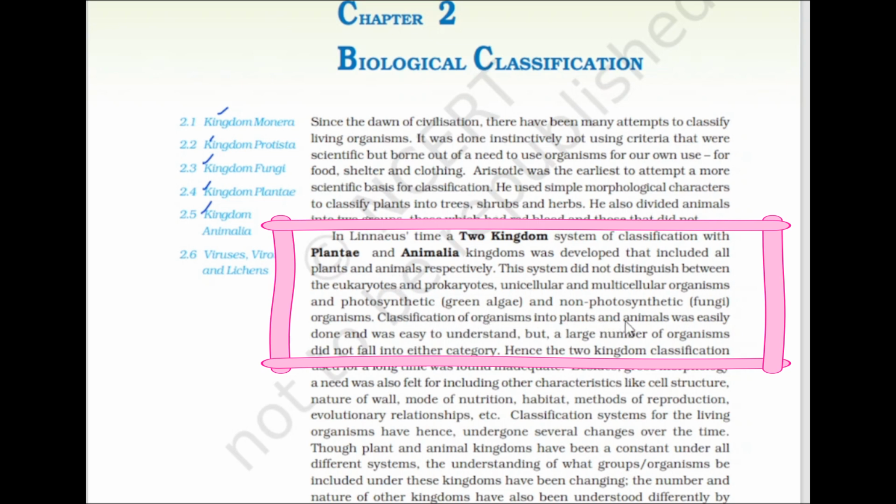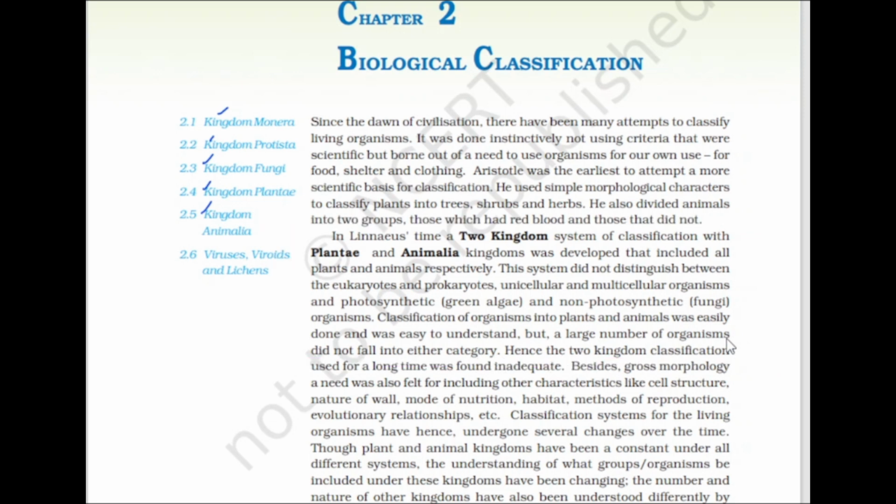Classification of organisms into plants and animals was easy to understand, but a large number of organisms did not fall into either category. Certain organisms did not come into plant or animal, so there was no kingdom for such organisms. Hence the 2 kingdom classification used for a long time was found inadequate, meaning it is not sufficient to put certain organisms in those 2 sections, Plantae and Animalia.